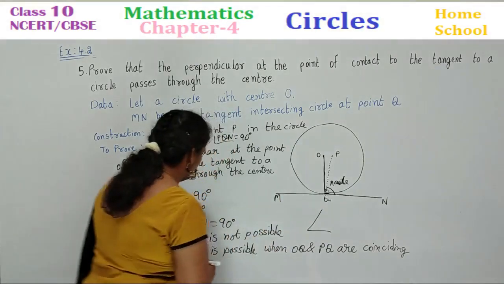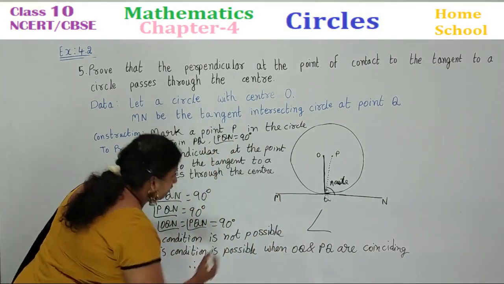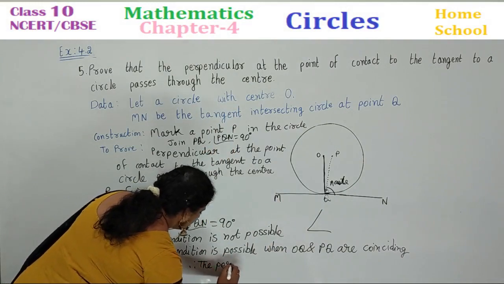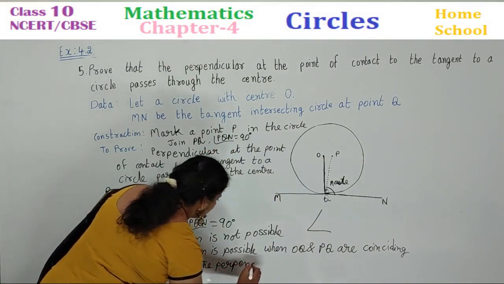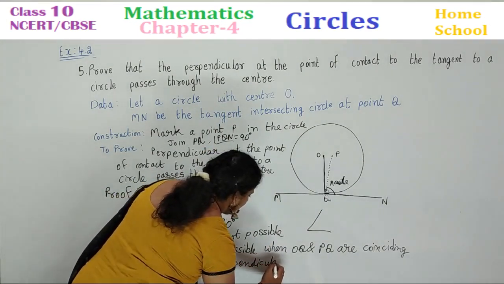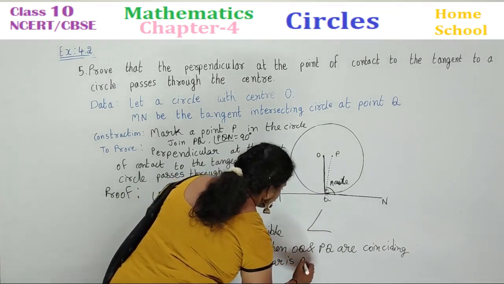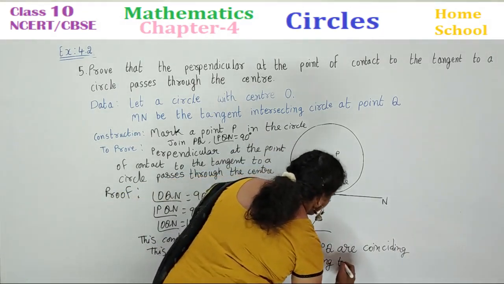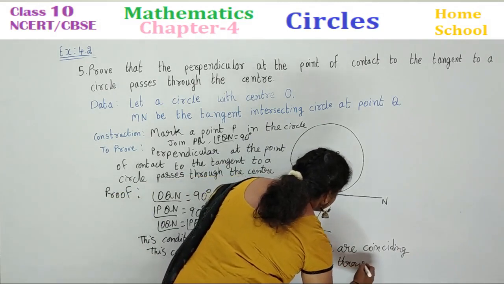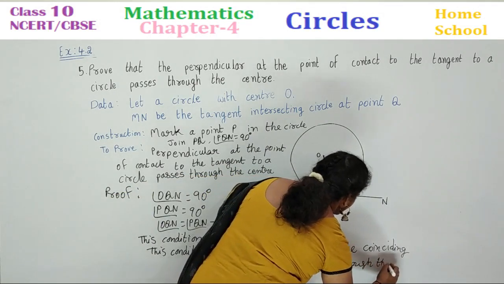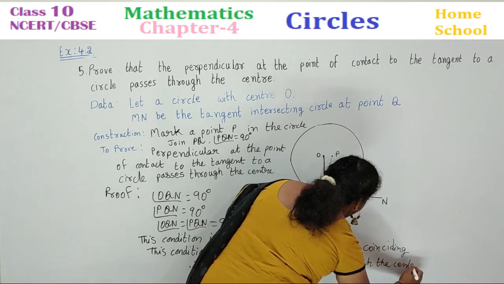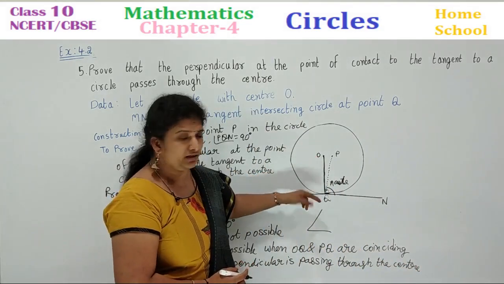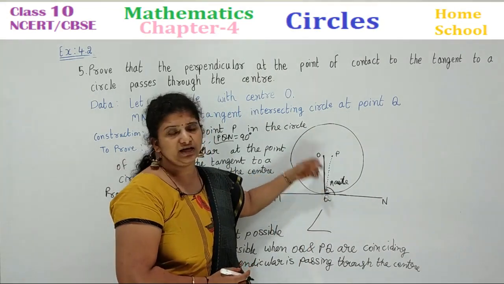So therefore, the perpendicular is passing through the center. Passing through the center. If it is perpendicular, radius starts from the center only, then this perpendicular can pass through the center.